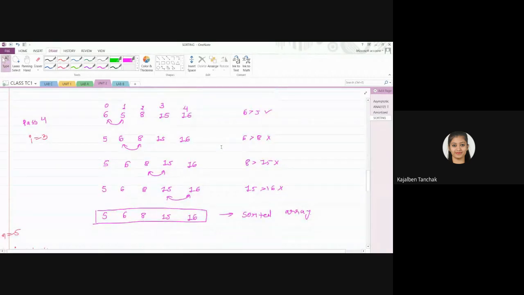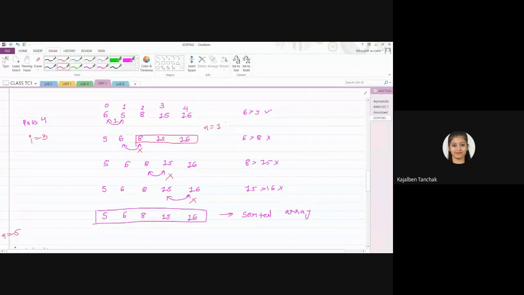And in the previous one, we find out that your 8, 15 and 16 position is completely fixed. So is it necessary to compare 6 with 8? You already know that 8, 15 and 16's position will not be changed. So is it necessary to compare 6 with 8? No. This comparison is not needed, right? So here you can see 6 and 5, only one comparison is required.